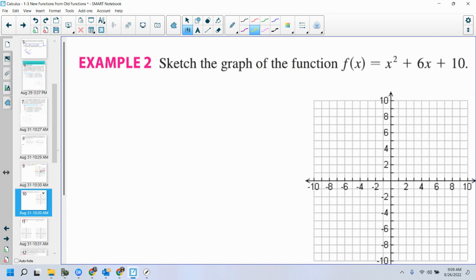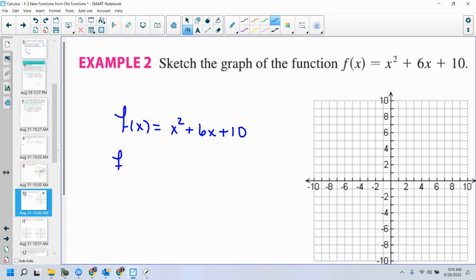So I'm going to do this in a very specific way. I'm going to write this in vertex form. I'm going to take this x squared plus 6x plus 10 and rewrite it in vertex form. This is something that we did in Algebra 2. You guys hated it, but we did it. We're going to complete the square to do that.